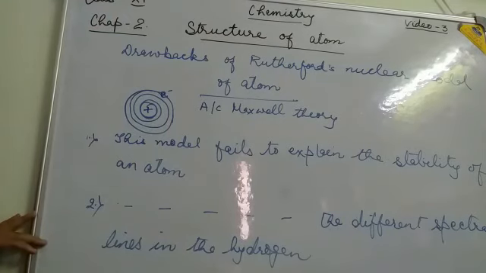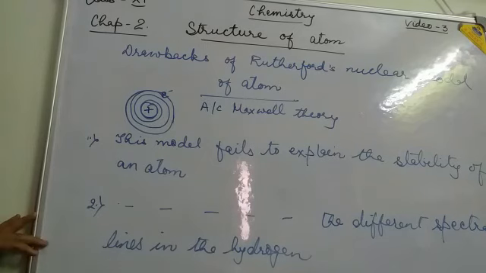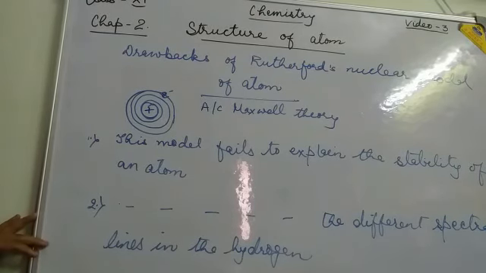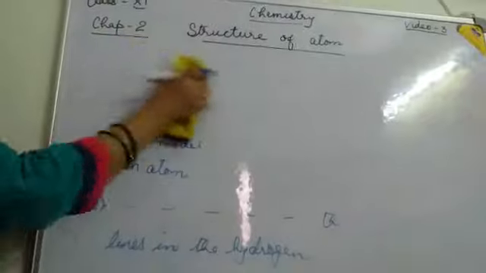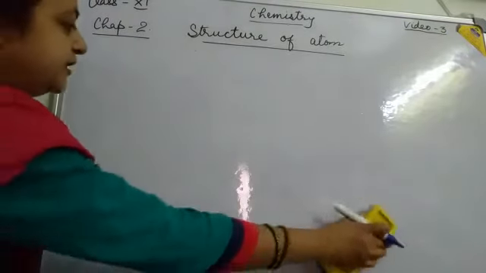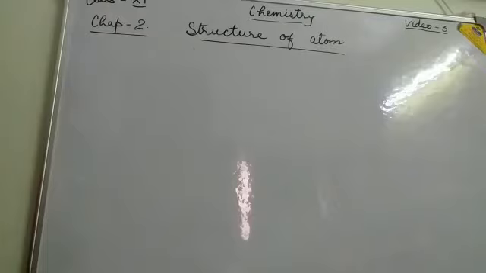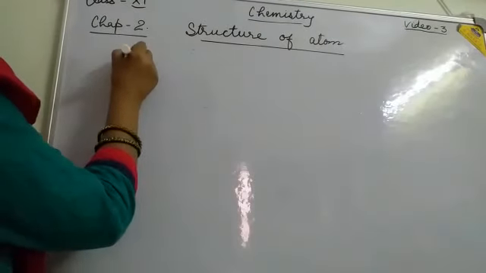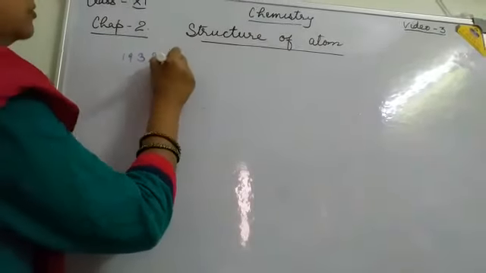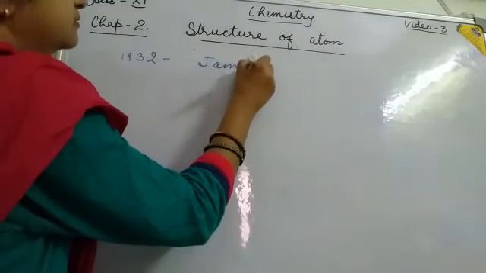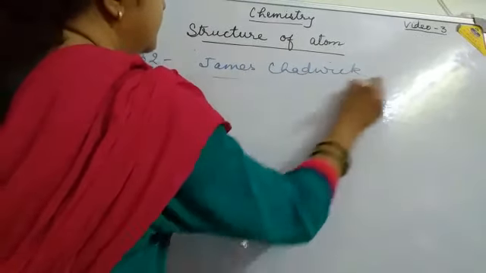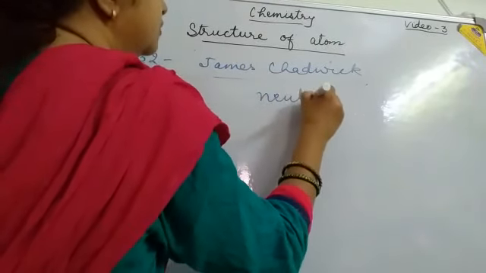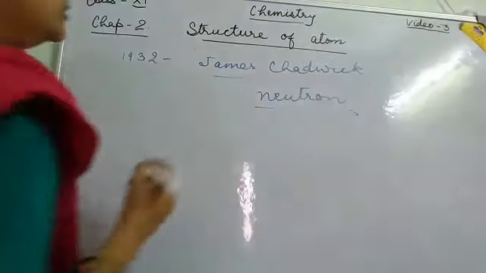Now, first we will discuss the discovery of neutron and then the Bohr model. So, next is discovery of neutron. Neutron was discovered by James Chadwick in the year 1932. In 1932, James Chadwick discovered neutron, a neutral particle present in the atom.